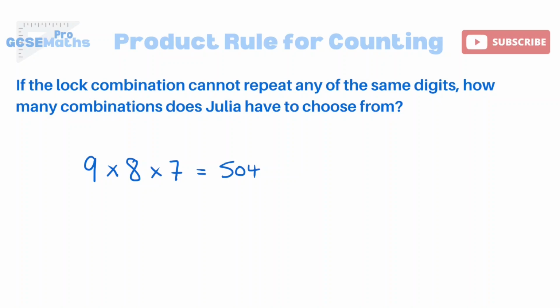So this is where it can vary slightly, okay? It's not just as simple as timesing all those numbers together all of the time. You just have to check the context of the question.